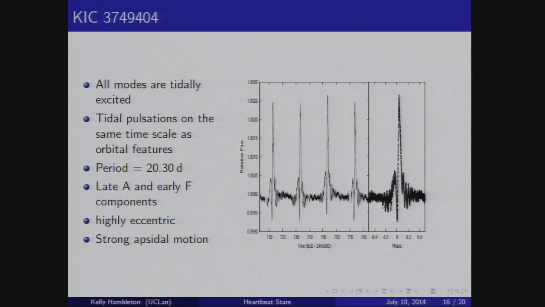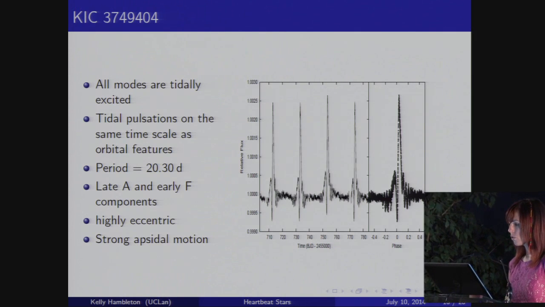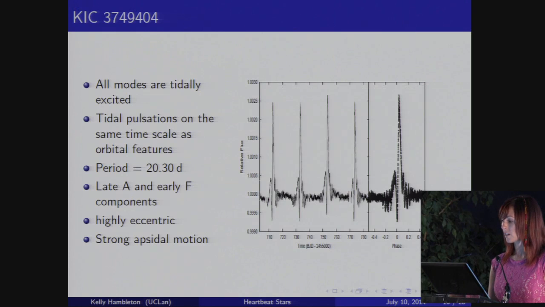So I'd like to just draw your attention now to another object that we're working on. This is more preliminary work, but it is another interesting object. All the modes that we find in this object are tidally excited, and it's a late A and an early F component, so we would actually expect to see natural pulsations, which we don't. It has a period of 20 days, and the pulsations are very close to the orbital features of the star. Again, it's highly eccentric, and it also has very strong apsidal motion, which is something that we tend to see a lot of in these objects, and there is quite a bit of theory on it as well.